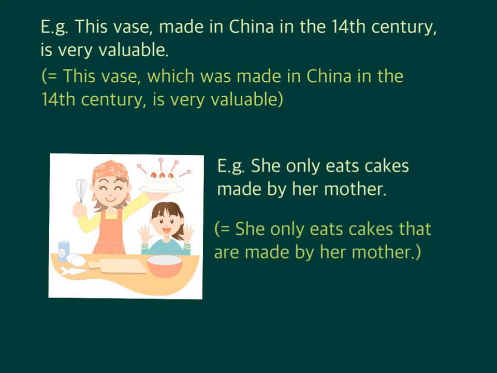Example: this vase, made in China in the 14th century, is very valuable. This vase, which was made in China in the 14th century, is very valuable. Example: she only eats cakes made by her mother. She only eats cakes that are made by her mother.